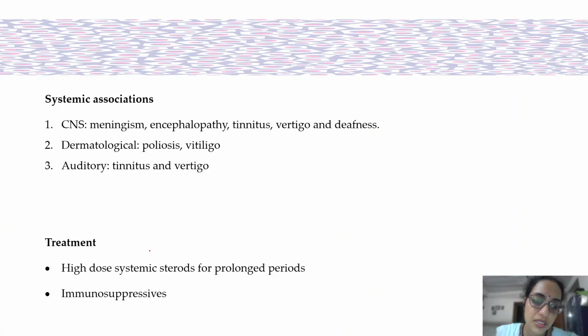So the treatment is you hit the disease hard with high dose systemic steroids. Usually we start with intravenous methylprednisolone for the first 5 days to 1 week, followed by 1 mg per kg of prednisolone for prolonged periods of time, along with immunosuppressives, because these immunosuppressives take time to start and steroids are the best immunosuppressives. We start with steroids and immunosuppressives like azathioprine or methotrexate. And later we taper the steroids, keeping the immunosuppressives on for at least 2 to 3 years.